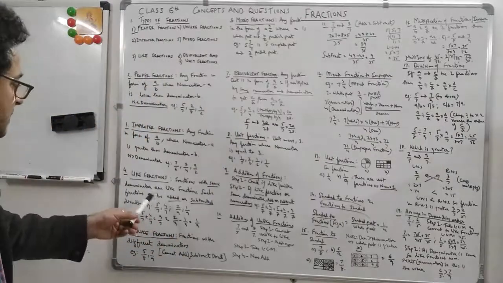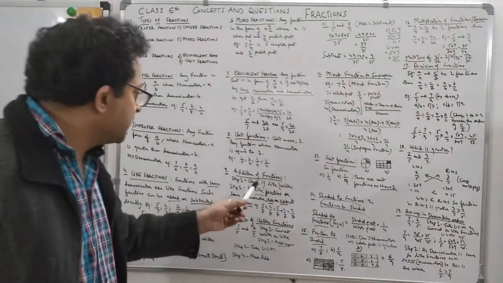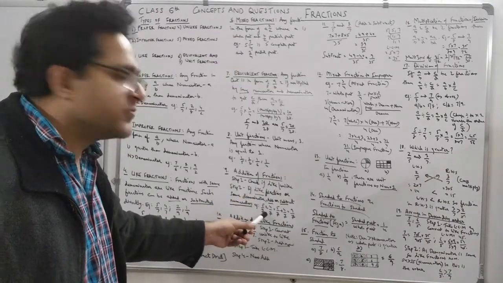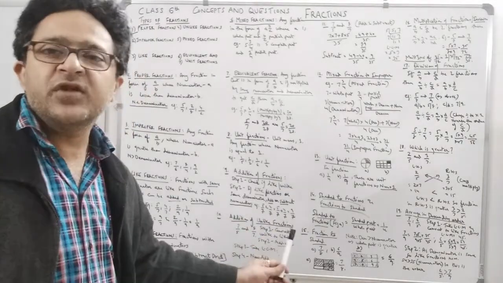We did one example here about like fractions. Same thing I have shown here. Addition of fractions if it's a like fraction, like 5 by 7 and 4 by 7. So you have to add these, 5 by 7 plus 4 by 7. It is 9 by 7. Okay, this is for like fractions.